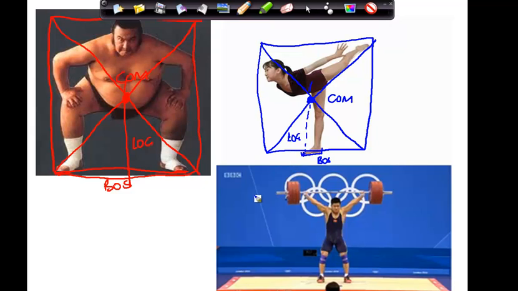What I'd like you to do is try and attempt to label the center of mass, base of support, and line of gravity for my weightlifter below. Give that a go. If you have any questions or any concerns, just ask me in class.